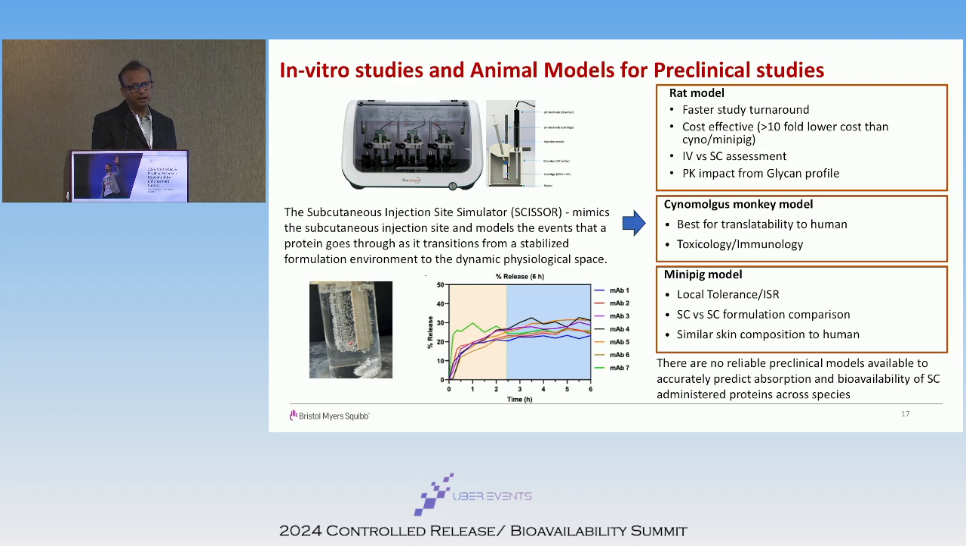For the monkey, and more especially the mini pig, are better models to understand some of this PK and mainly the tolerance. So basically, when you go from IV to SC, we do some of the studies to understand the risk. It's not really a regulatory requirement, but more for internal understanding. But we sometimes have to do the local tolerance study. So that is something important we need to file.